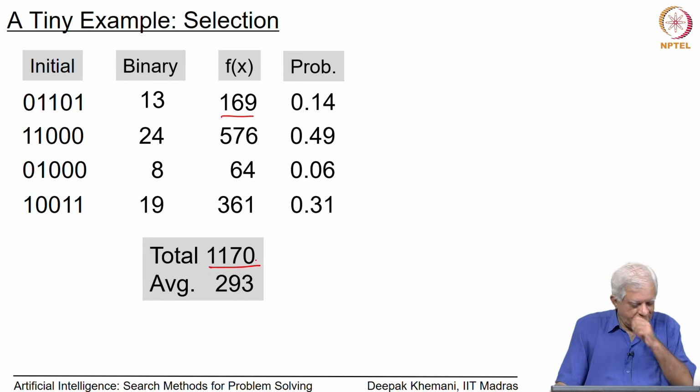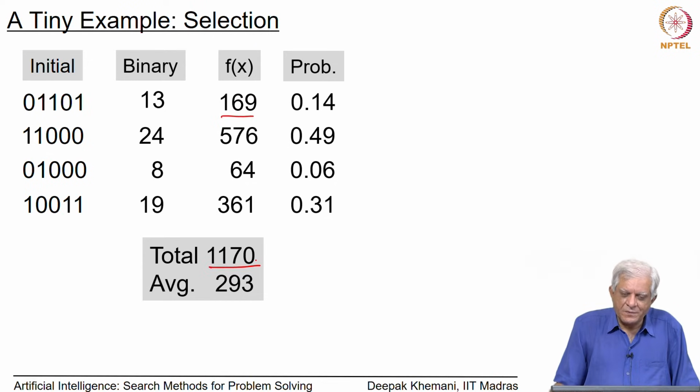Once we do that, we get the next column, which is the probability of each candidate being reproduced, and you can see that the first candidate has a probability of 0.14, not very high. The second candidate, which is the fittest candidate in our population, has a much higher probability of being reproduced, close to 0.5, and likewise for the third and the fourth candidates. The third is the weakest among them, and you can see that it is the smallest number, its square is only 64.